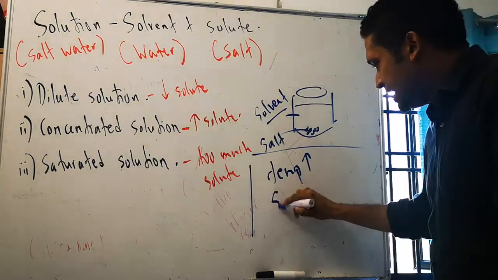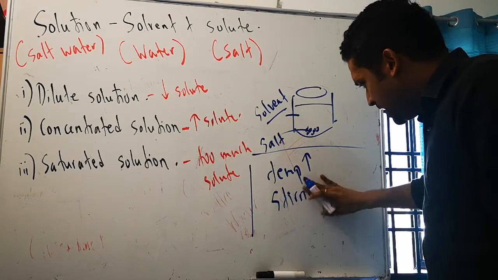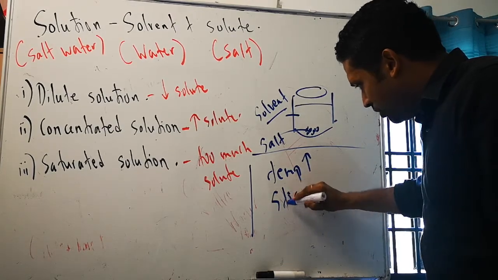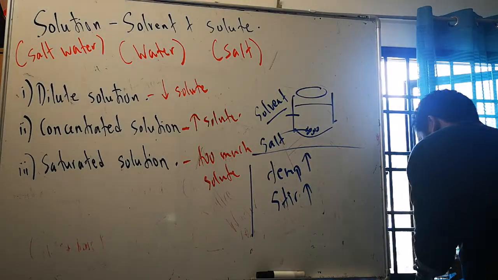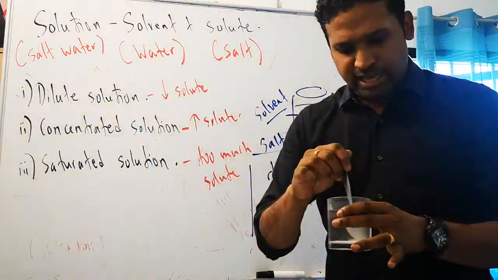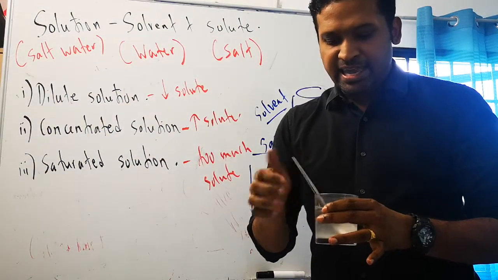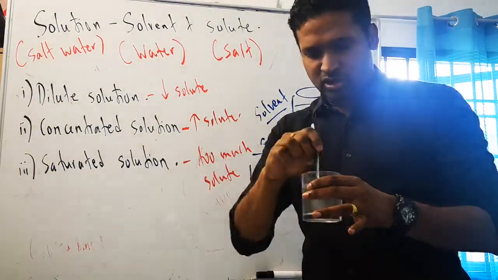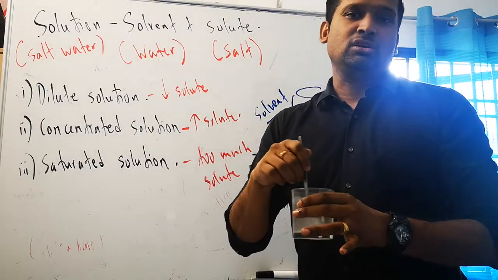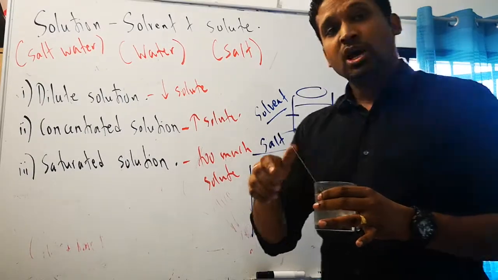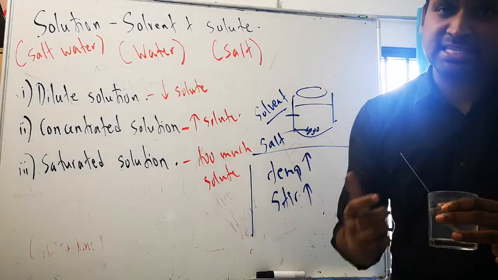Temperature. Then stirring. Stir it more and more. For example, I'll try, sit down here. See, there is some salt at the bottom here, right? So I stir. I increase the surface area for the salt to go in between the particles of the water, the solvent, and get dissolved. So if I keep stirring more, the rate of dissolving increases as well.